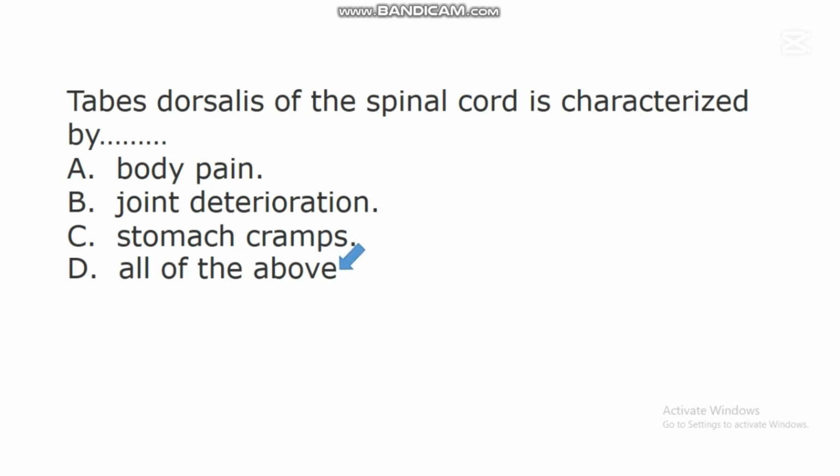All of the above. Studies have shown that when an individual is suffering from this Tabes dorsalis of the spinal cord, he or she will experience body pain. There will be joint deterioration. The joints of that individual will not function very well. There will also be stomach cramps. All these things are associated with the spinal cord problem called Tabes dorsalis.